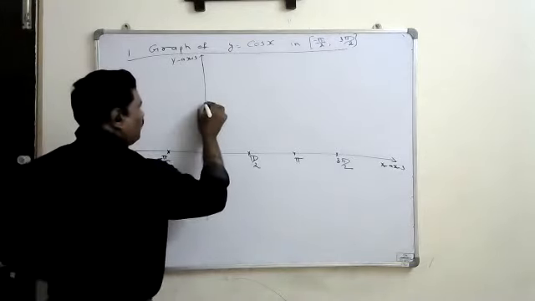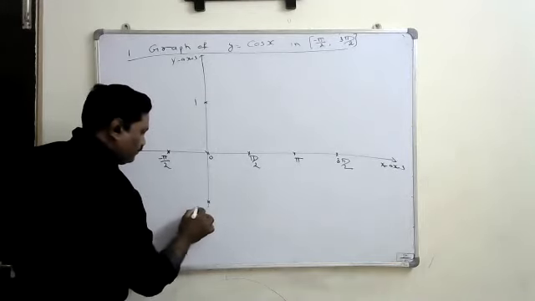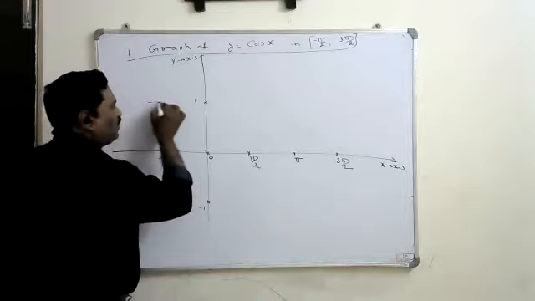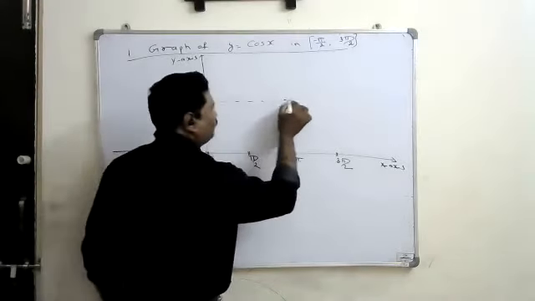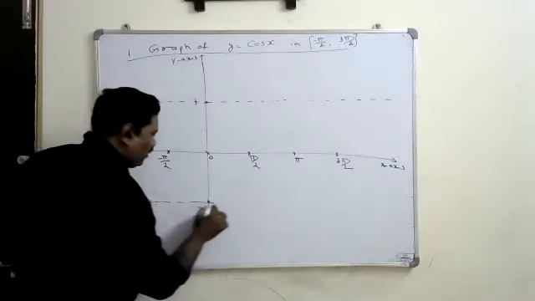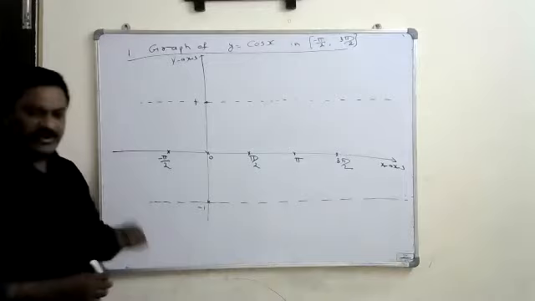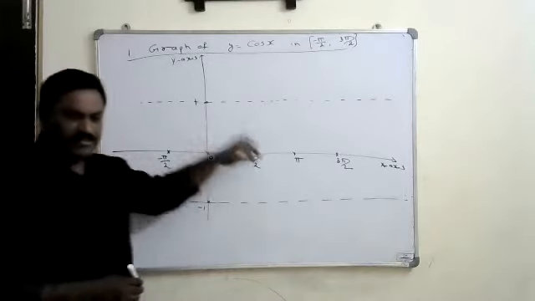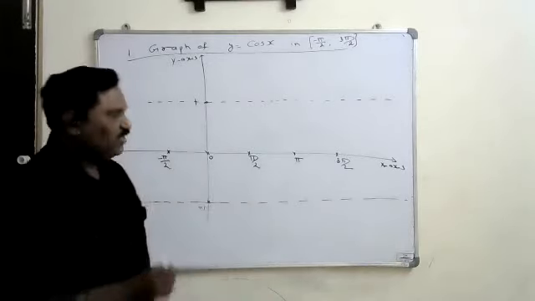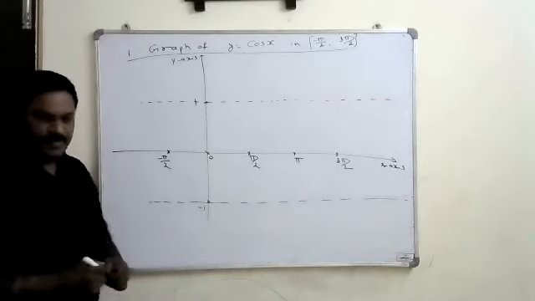And here also we know the maximum value of cos is 1 and the minimum value is minus 1. Therefore, at 1, draw a dotted horizontal line, and at minus 1 also draw a dotted horizontal line. It means the cos x graph is also going to oscillate between these two lines only. Now, first, coming to this minus pi by 2.